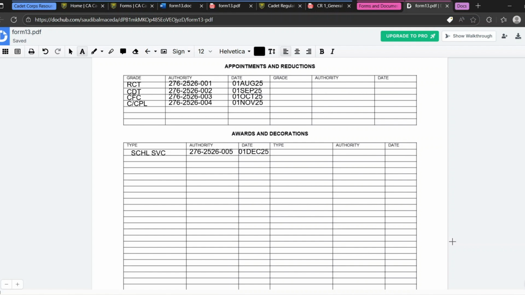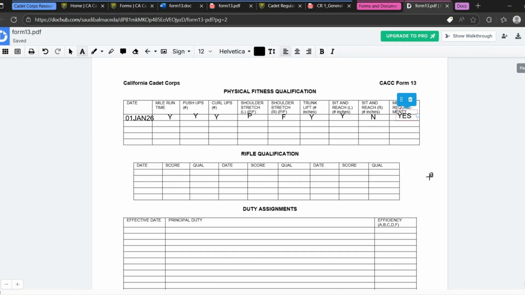The date is again abbreviated in the same format that we have done all the other dates on the Form 13. So when we were talking about the physical fitness qualification in the Form 13, if it is taken over multiple days, let's say you started December 31st and then you finished on January 1st, for example, you would put the last date that the physical fitness was administered. And for each of these sections, you will denote either Y or N, which signifies whether or not you passed the physical fitness requirement for your standards specifically.